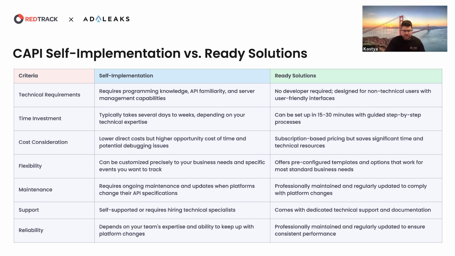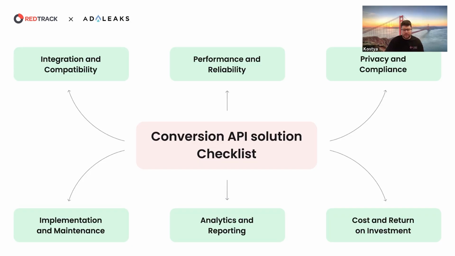Basically, I explained here all the major obstacles and difficulties with self-implementation, which we also heard from our clients. And if you really want to go this way, implementing conversion API on your own, there should be a certain checklist followed, as I call it. It can also be applied to third-party solutions.